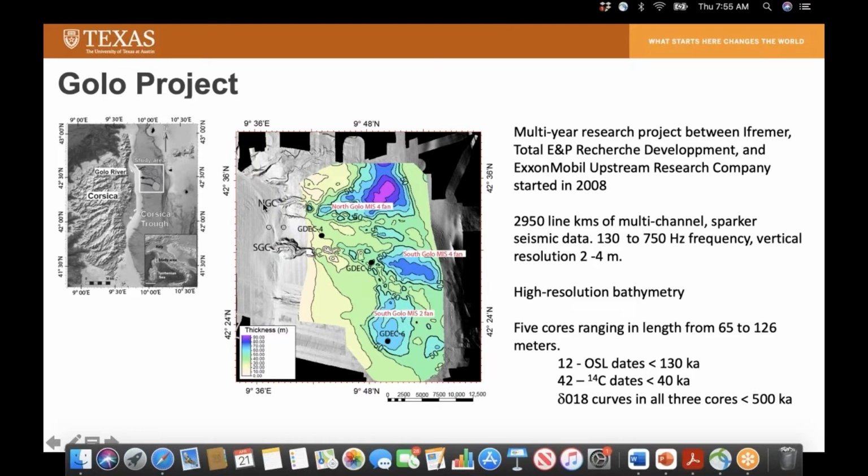You can see the setup. Again, Gladys alluded to this before. There are 2 submarine canyons, North and South Golo, and they feed these depositional lobes or fans at the toe of slope.